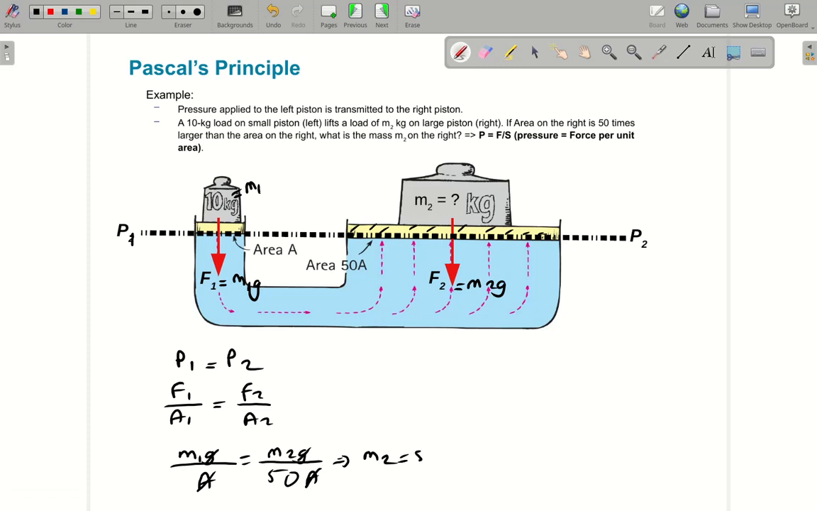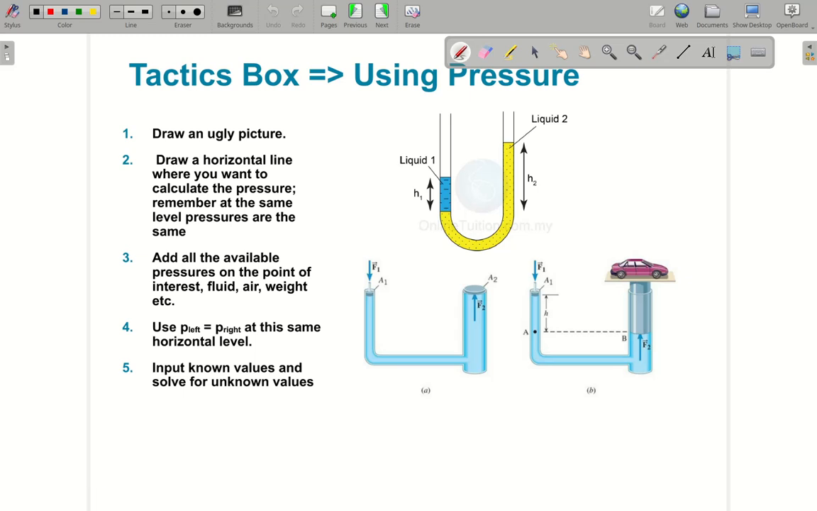M2 will be 50 times M1. So the larger the area, the larger the weight I can lift on here, simply. So M1 was 10 kilogram, input that in. I can lift up a 500 kilogram mass with applying this much of mass on the left side. So that's Pascal's principle.